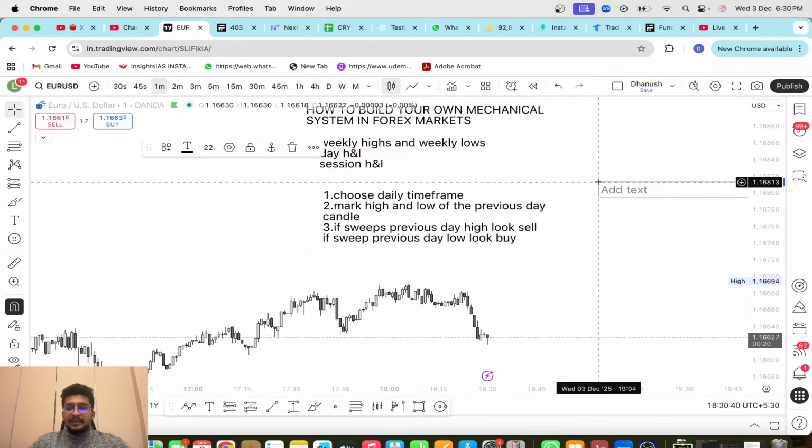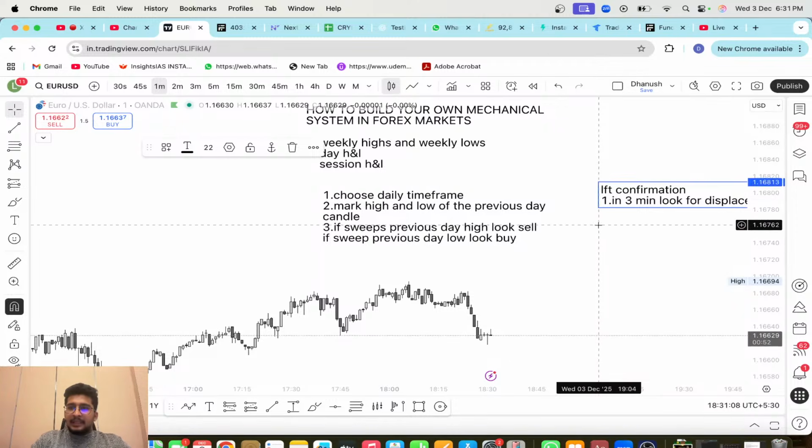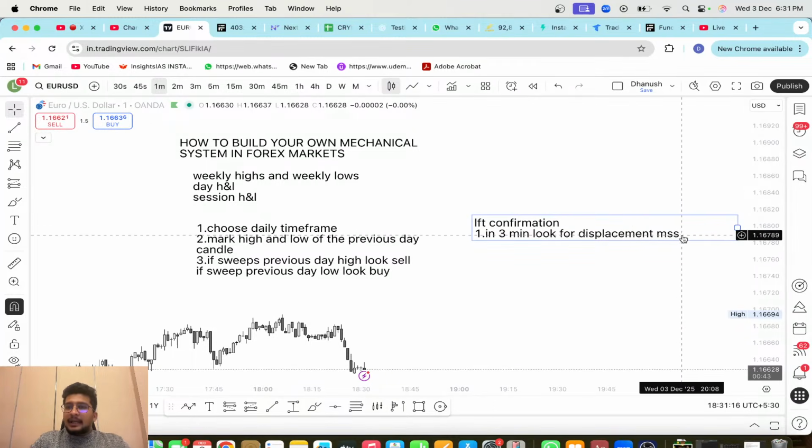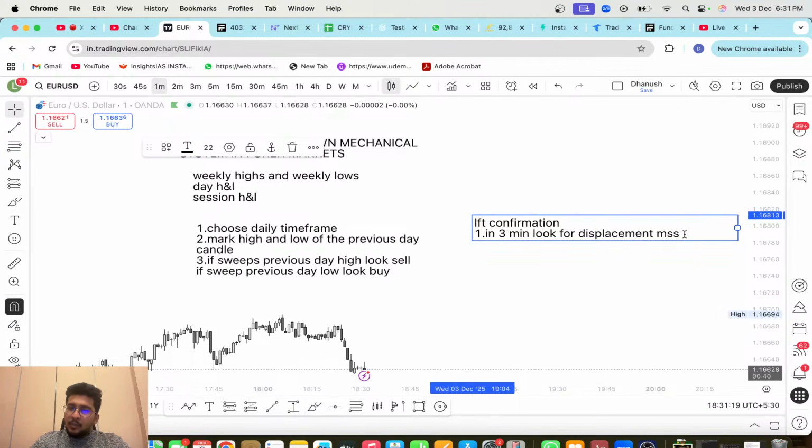In lower time frame confirmations, I'm going to add lower time frame confirmations. I'm in 3-minute. Look for displacement MSS. So this is my confirmation. Once I get this displacement MSS, I'll go for an entry after the displacement MSS. Stop loss above the high.